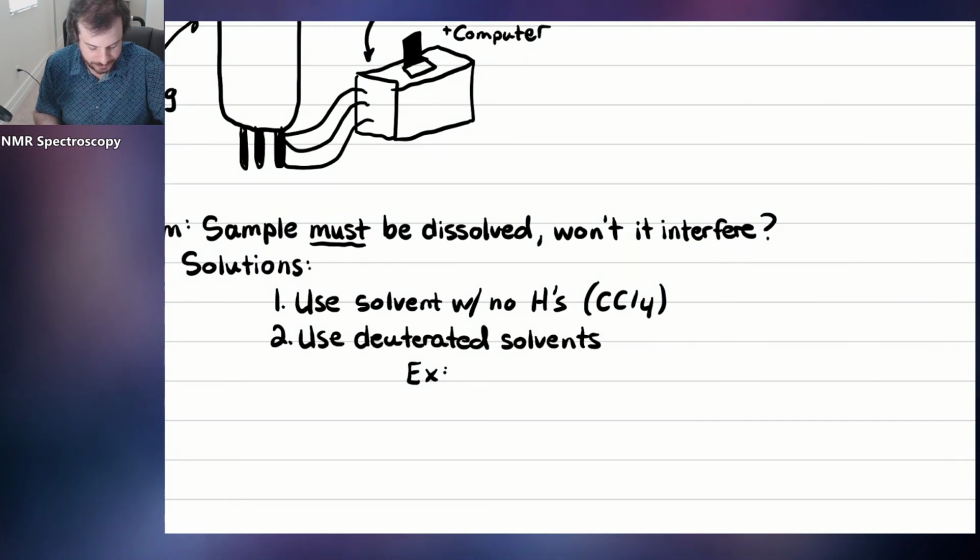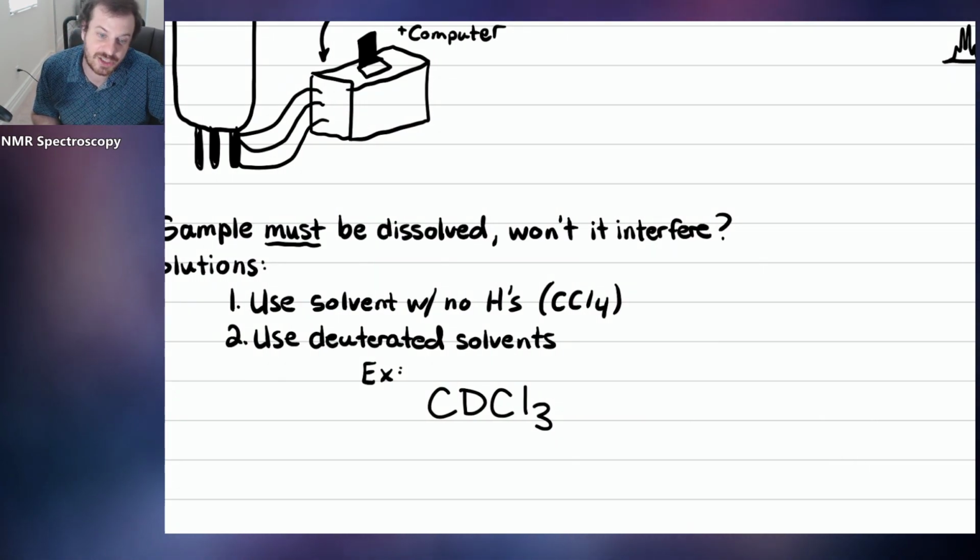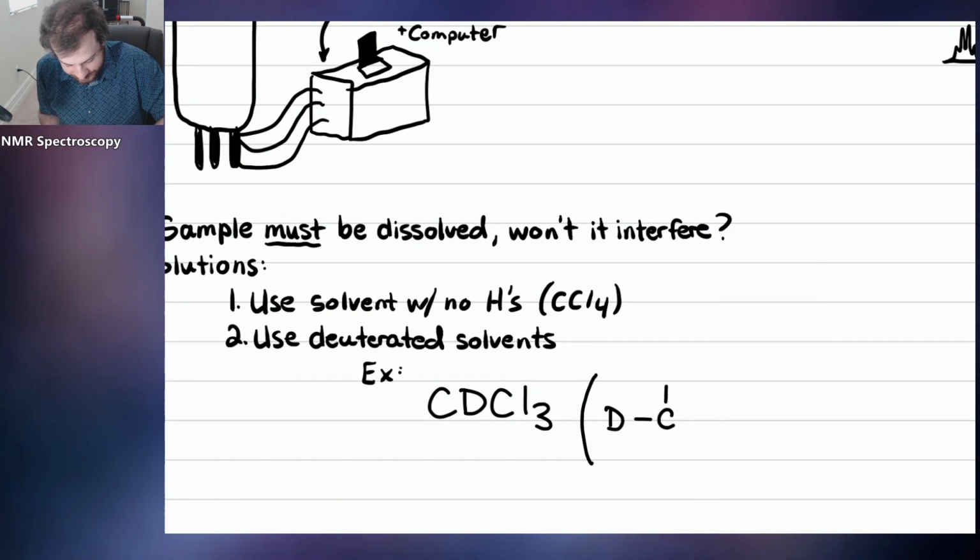Solution number one is to use solvents with no hydrogens, for example, carbon tetrachloride. Or a more common solution is to use deuterated solvents. So for example, one of the most common NMR solvents is deuterated chloroform, where instead of CHCl3, it's CDCl3, where D is deuterium, an isotope of hydrogen that is NMR silent. And so there's a big money market for these deuterated solvents. And so the structure of CDCl3 looks like this.